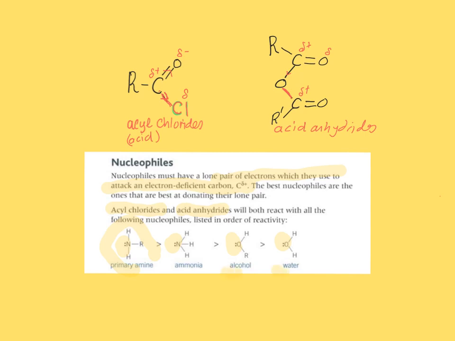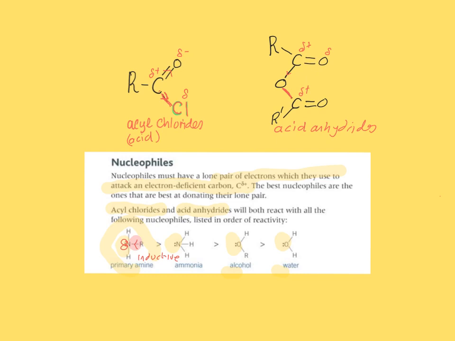So it's to do with the availability of the lone pair. In a primary amine's case, it's attached to an alkyl group here, and we know that the alkyl group has what's called an inductive effect. And the inductive effect is to push electron density onto the nitrogen so the lone pair are more available.